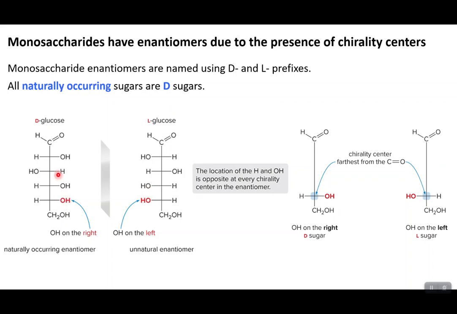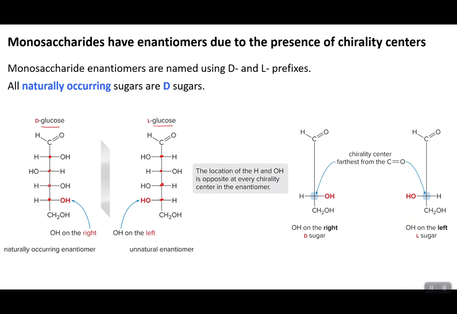Okay, so I want to emphasize here that the reason these two are enantiomers of each other, the reason both are glucose, is because every single chiral center here is reflected on this other side. Every single one is a mirror image of the other. So every single chiral center must be a mirror image of the other in order for them to be enantiomers by definition.